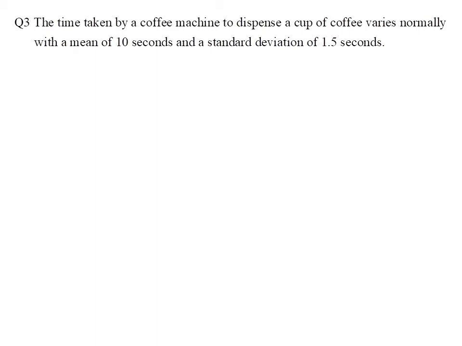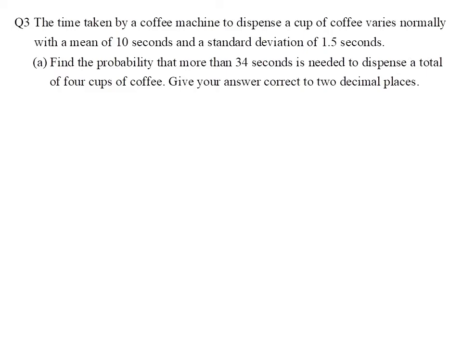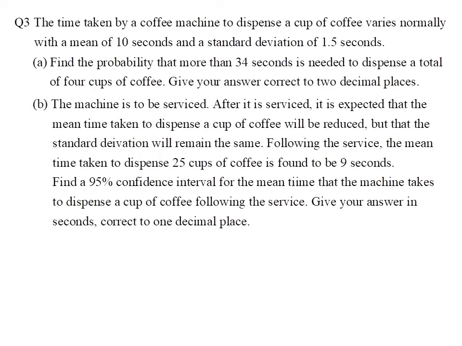In question 3, the question states that the time taken by a coffee machine to dispense a cup of coffee varies normally with a mean of 10 seconds and a standard deviation of 1.5 seconds. There are two parts in question 3. Part A is to find the probability that more than 34 seconds is needed to dispense a total of 4 cups of coffee. In part B, after the machine is serviced, it is expected that the mean time taken to dispense a cup of coffee will be reduced, but the standard deviation will remain the same.